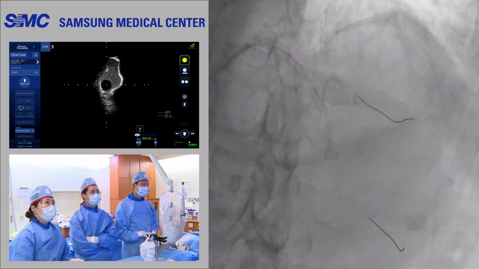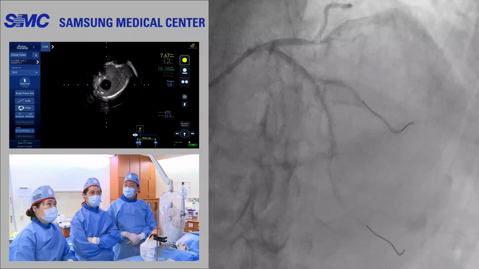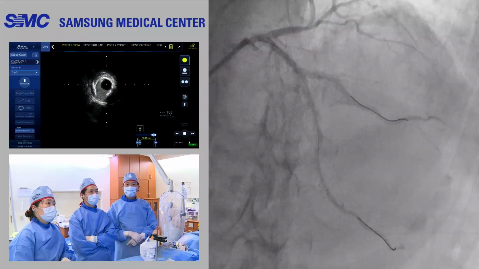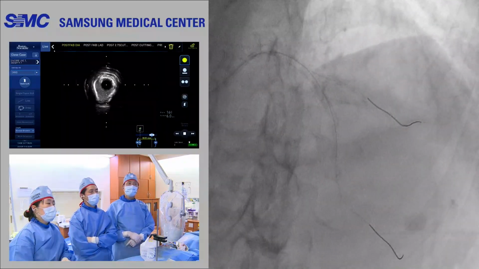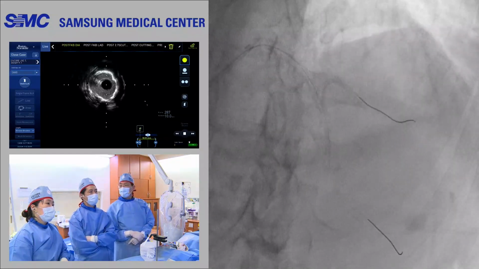What is the minimal lumen area? Ask him about the diagonal branch. What is the minimal lumen area? The lumen area is just distal to the... Yeah, very narrow, very small. But the length is very short.